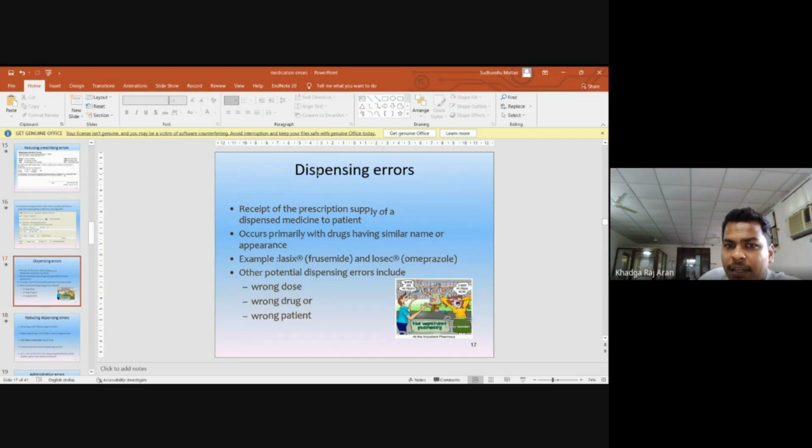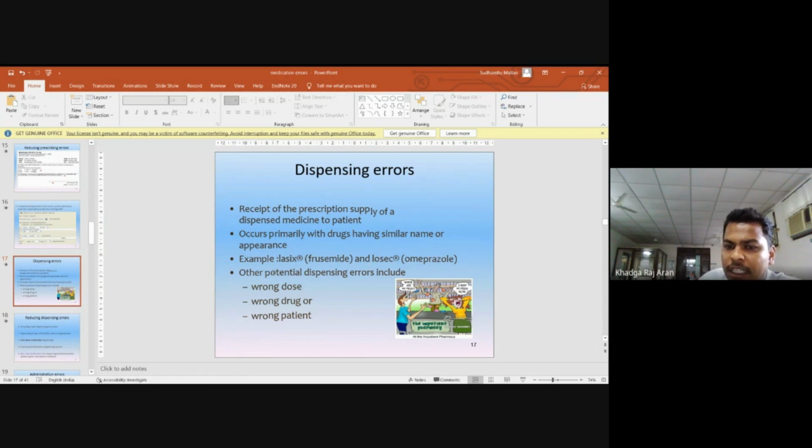Next are the dispensing errors, which occur when the physician's supply or the dispensing of medications to the patient goes wrong. It occurs primarily with drugs having similar names or abbreviations, that is, the LASA drugs. One example is Lasix and Losec. Lasix consists of furosemide, and Losec consists of omeprazole. The mechanisms of action and uses of these two medicines are different.